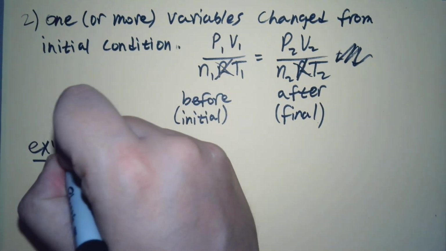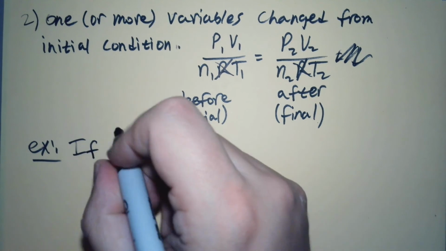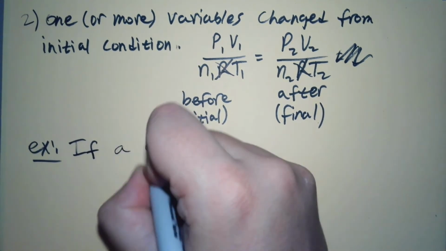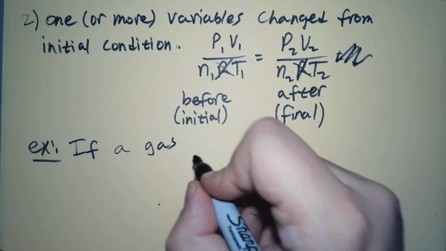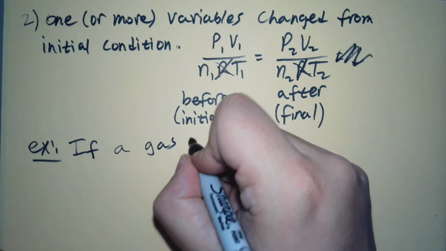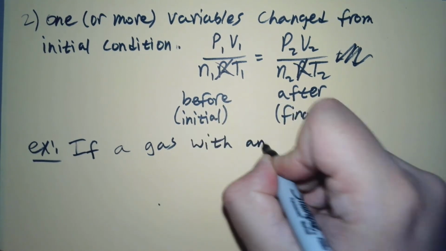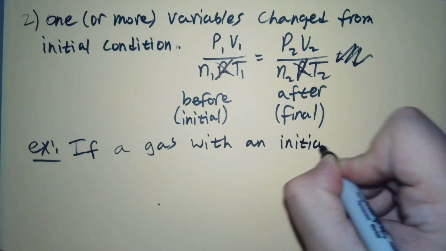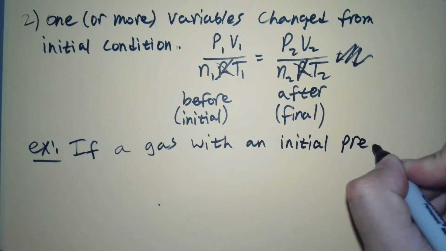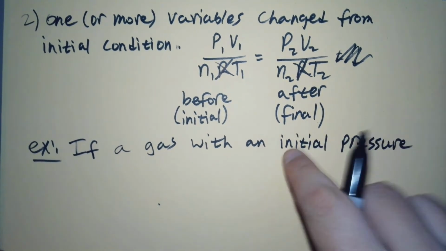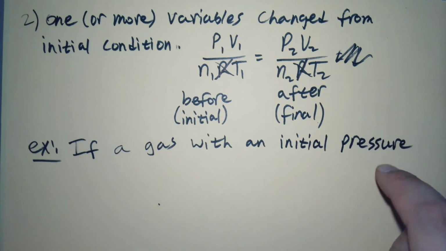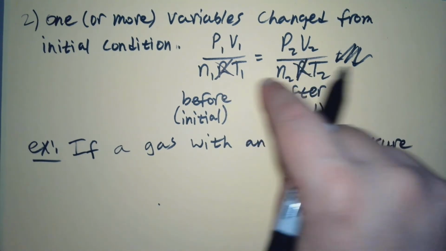So what does a problem of this style look like? Well, if a gas with an initial pressure, and that's a dead ringer, by the way, the word initial. If there's an initial, that means it changed. So you should start going, oh, it's probably this one.